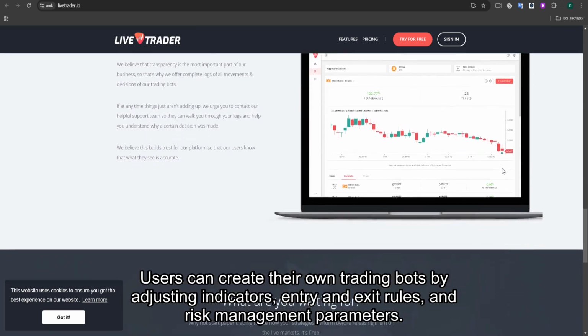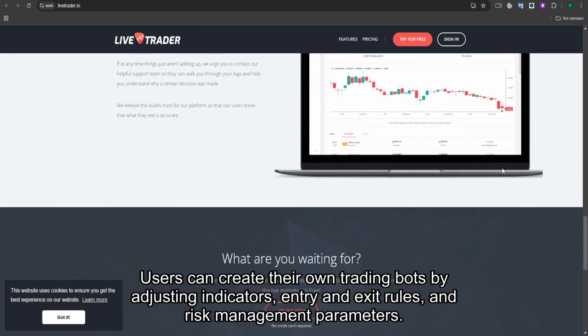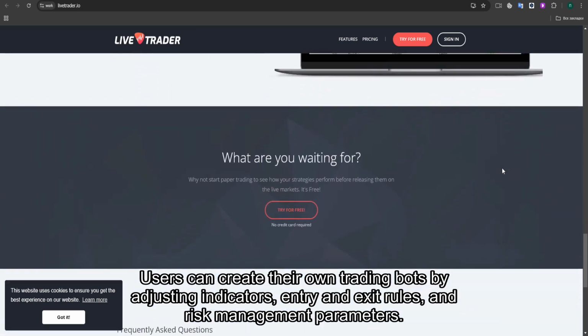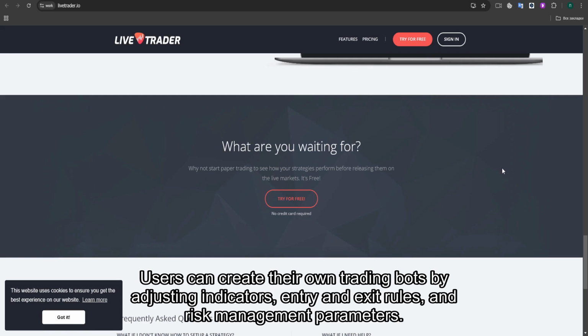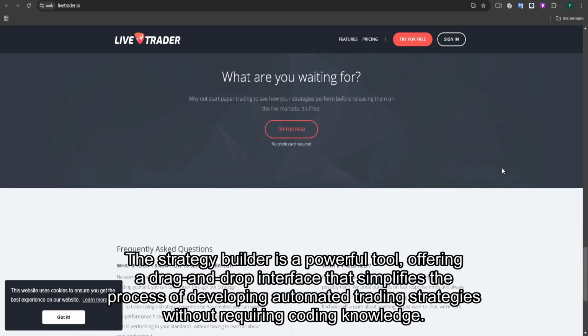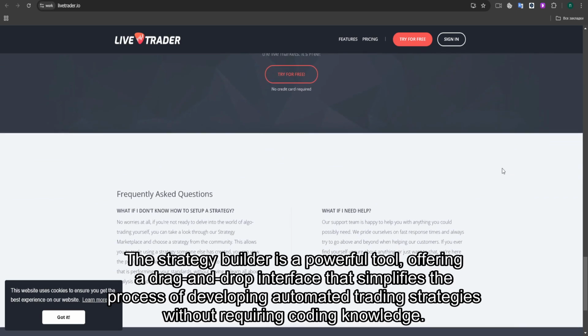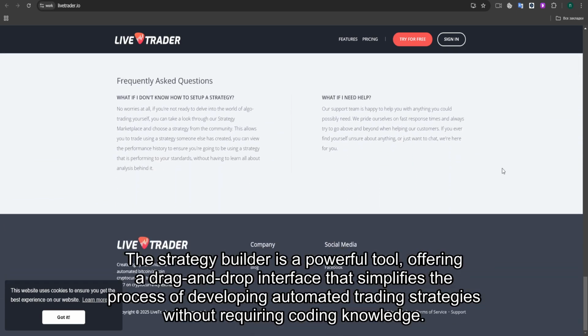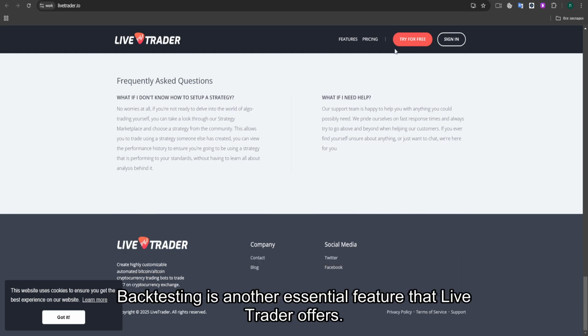Users can create their own trading bots by adjusting indicators, entry and exit rules, and risk management parameters. The Strategy Builder is a powerful tool, offering a drag-and-drop interface that simplifies the process of developing automated trading strategies without requiring coding knowledge. Backtesting is another essential feature that LiveTrader offers.